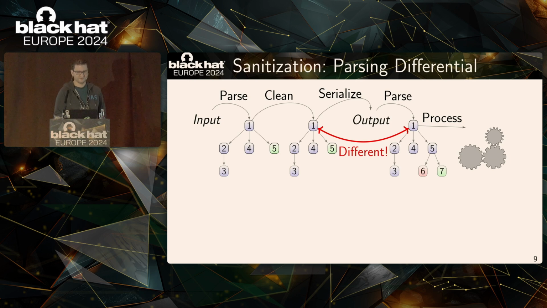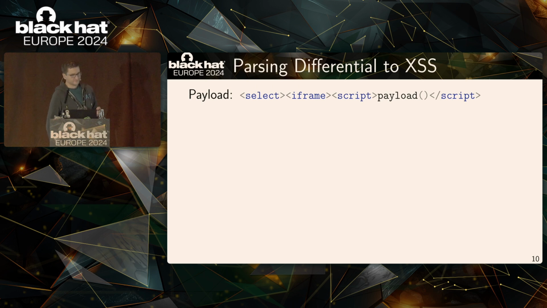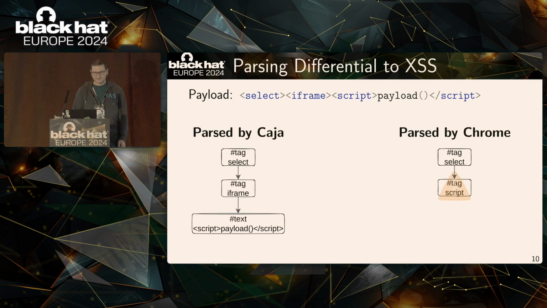And I will walk you through a full example to show how easy it is for such mistakes to creep in. For example, if you look at the following payload, which is fairly simple, I would say, we have a select tag. Inside the select tag is an iframe tag, and inside the iframe tag is a script tag. And if you parse this with Google Caja, which is a sanitizer written by the Google guys, you would get the following result: a select tag followed by an iframe tag, and inside the iframe tag, there's a text node with the script stuff inside.